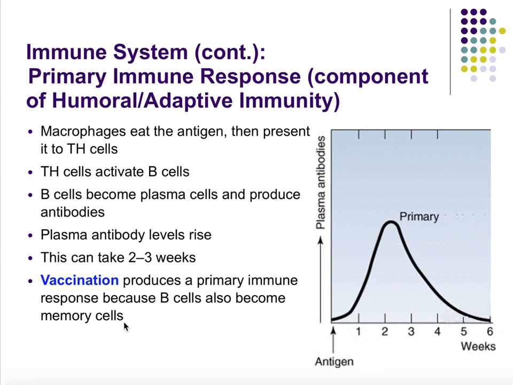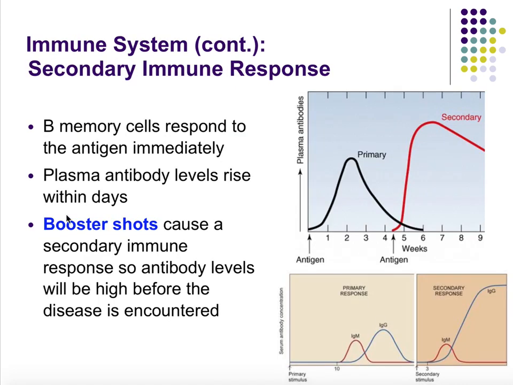Because remember, B cells can turn into both plasma cells and memory cells. And these memory cells can stick around and remember, and they don't have to wait for helper T cells. They can just stimulate and make antibodies. So now when you're exposed a second time to the same antigen, because we have these memory cells that remember, they can stimulate plasma cells to make antibodies much more quickly.